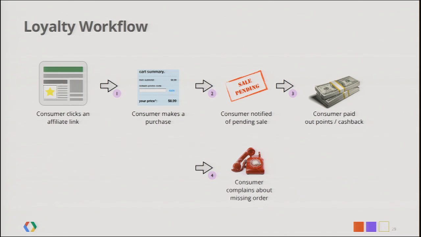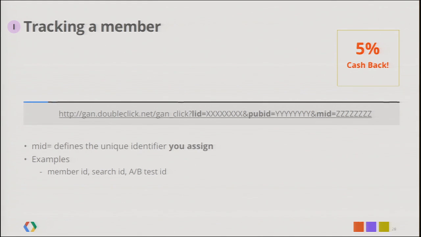And I'll walk you through how most affiliate network tools will help you with that. So let's first start with tracking a member. The reason I described the URL earlier was because I wanted to show some new variables that you will have to add yourself to be able to track a member. So one of these is actually the member ID.